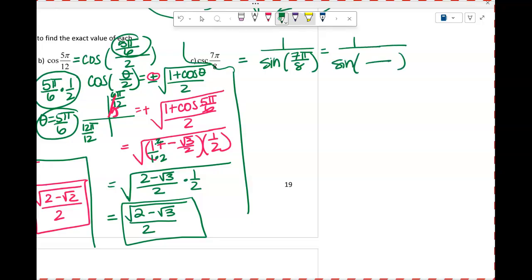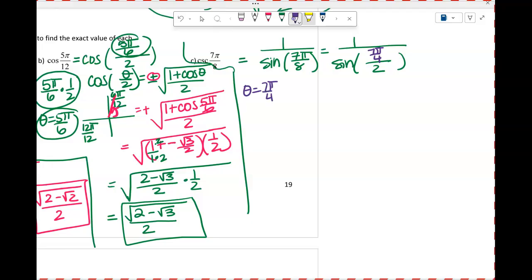So let's divide by 2. What angle, guys, when you divide by 2 is exactly 7 pi over 8? Okay, 7 pi over 4. I hope that's what you guys got. All right, so guys, theta is 7 pi over 4.